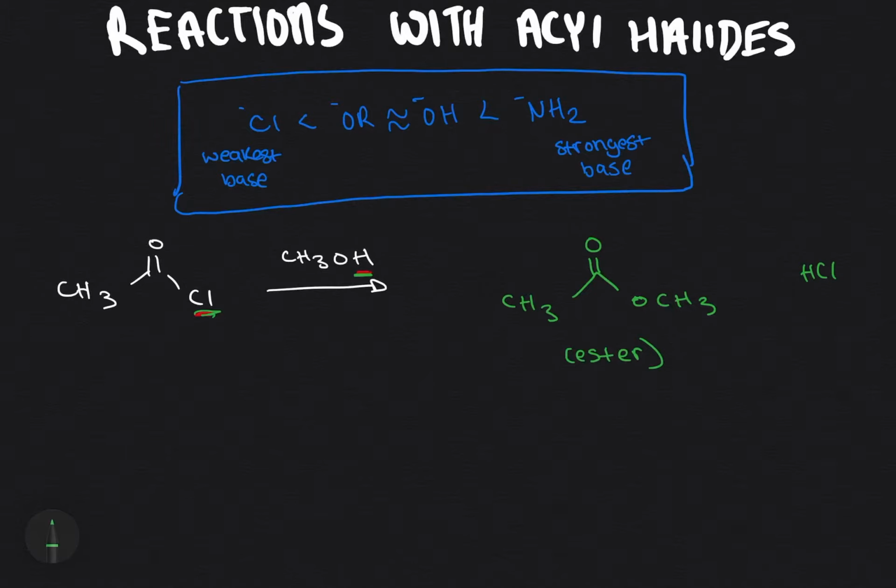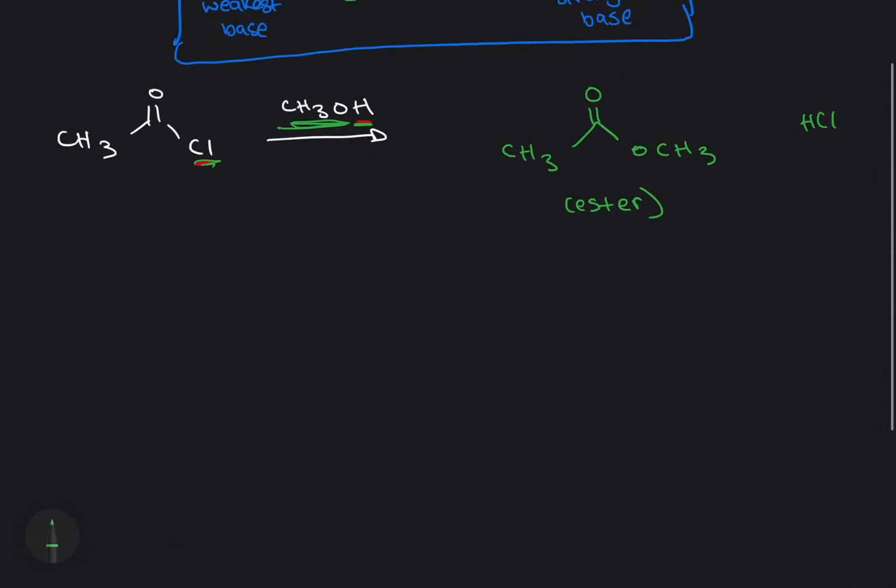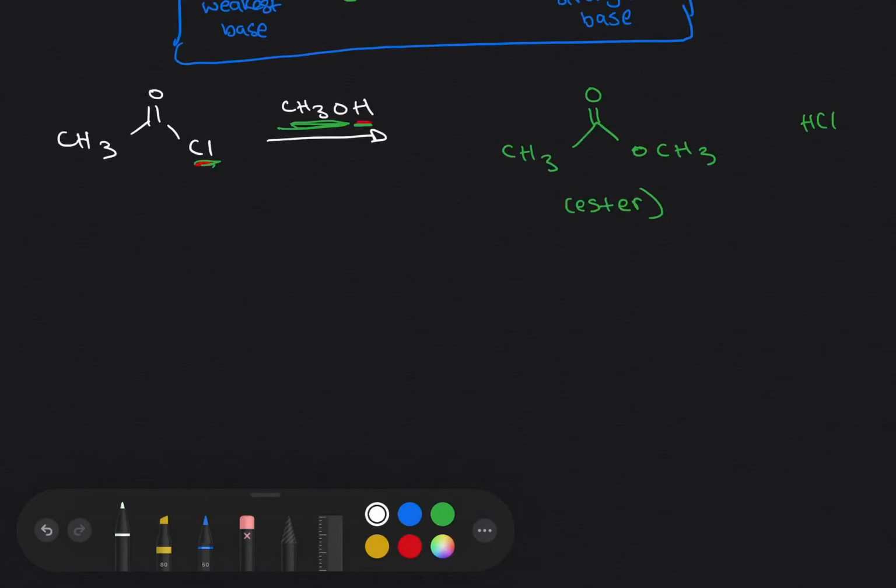that we formed there. Just to double check, you can see this is an OR group here, right? Which would form here. It's still not a very strong base, but it is certainly stronger than our Cl minus right there. So the strong base will kick out the weaker base. Let's run through another reaction.